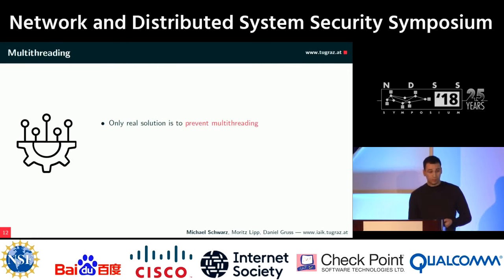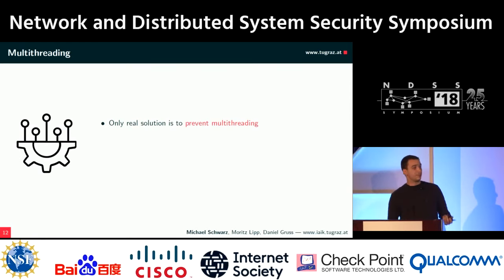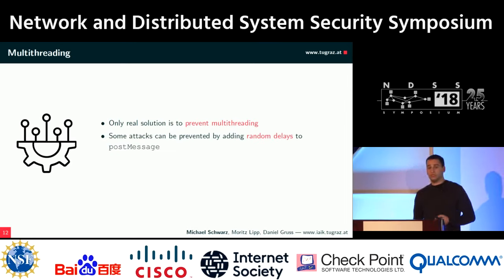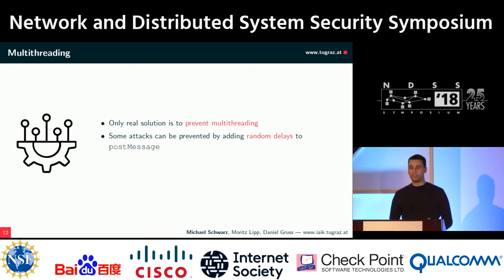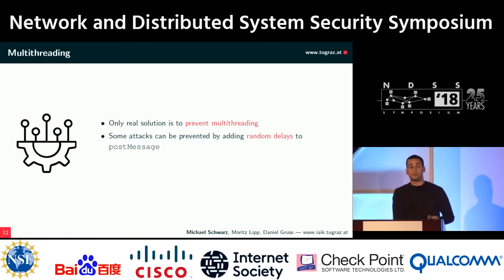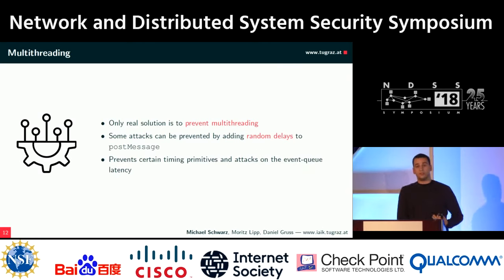For multithreading, the only real solution is to actually disable multithreading. Again, don't have multithreading, but this is not going to happen. So what we do there is add random delays to all the message passing functions, just in the range of some microseconds to milliseconds. And this already prevents a lot of attacks that rely on fast message passing between threads.